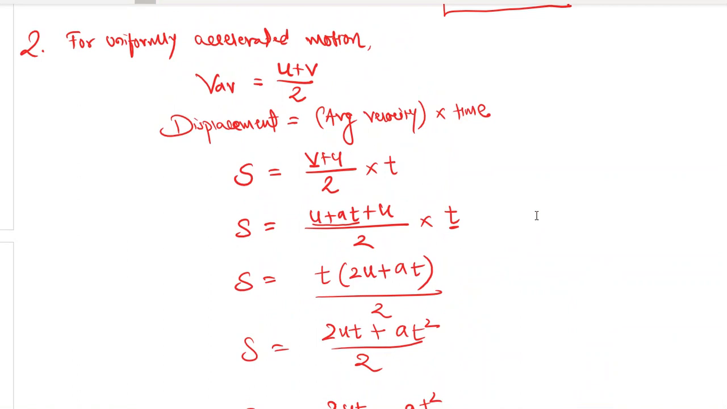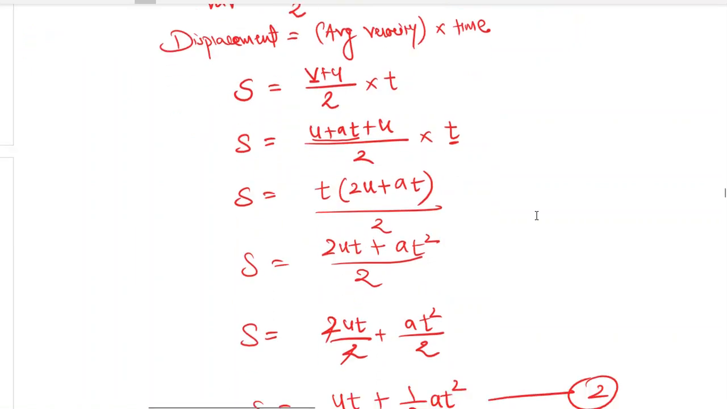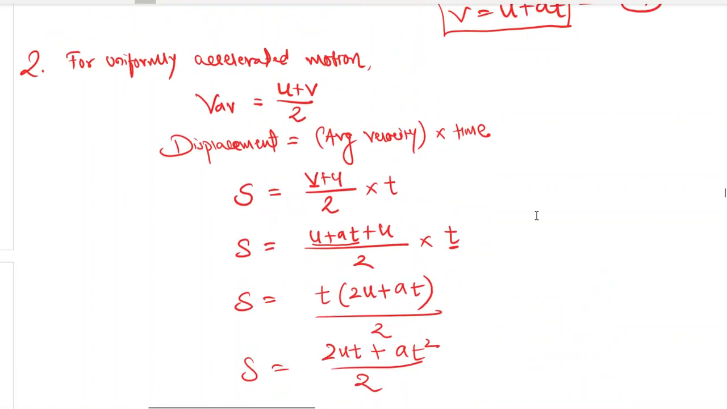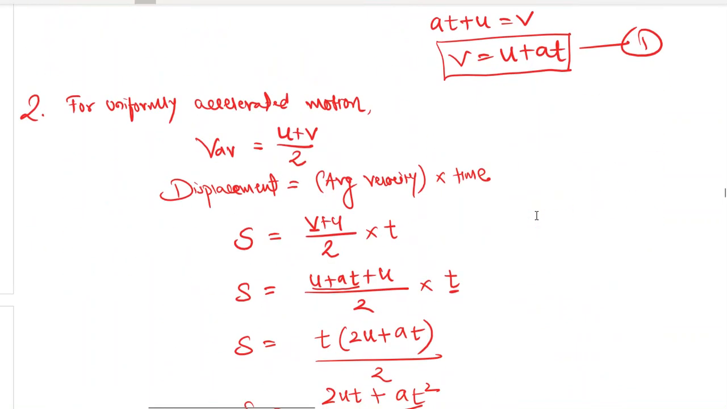Understood the method? First we used the formula for average velocity. Then we used the formula for displacement, which is average velocity into time. We put the values, then we replaced v by u plus at and simplified to get the second equation of motion. So we derived the first equation of motion, the second equation of motion. Let's derive the third equation of motion.